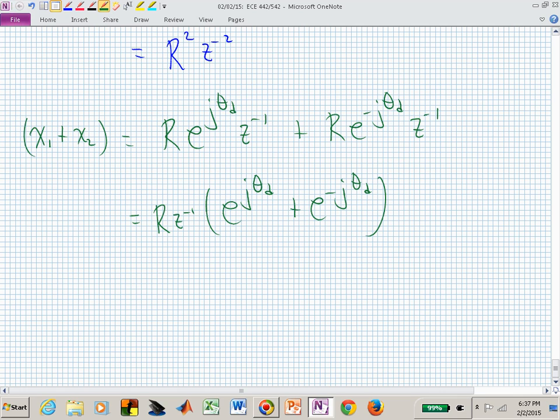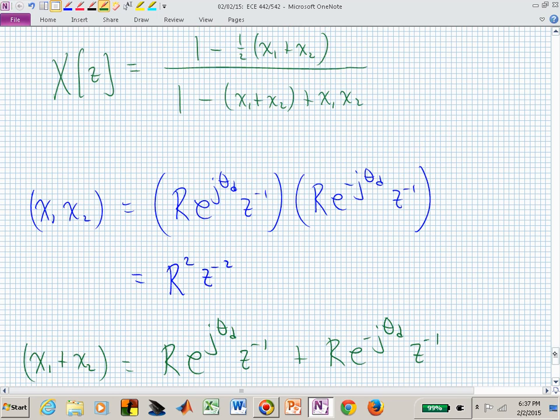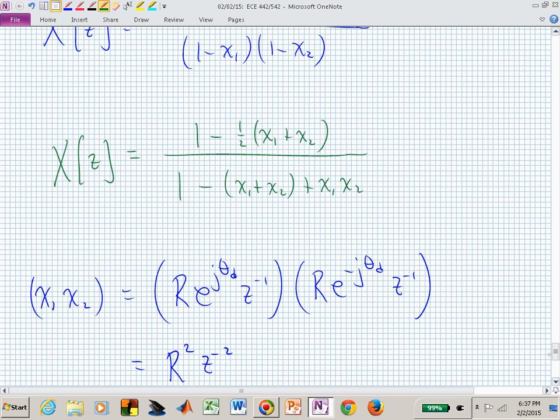And now you can make your trig teacher happy by recalling Euler again, because that's sitting there in parentheses. We can now say that that's 2 cosines, or we now have 2 times r, z to the minus 1 cosine theta sub d. That's x1 plus x2. We just need to use those in this expression for capital X of z, and we'll have our Z-transform of this exponentially damped cosine.